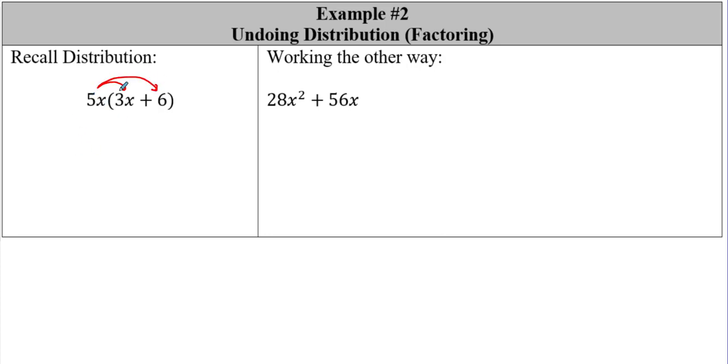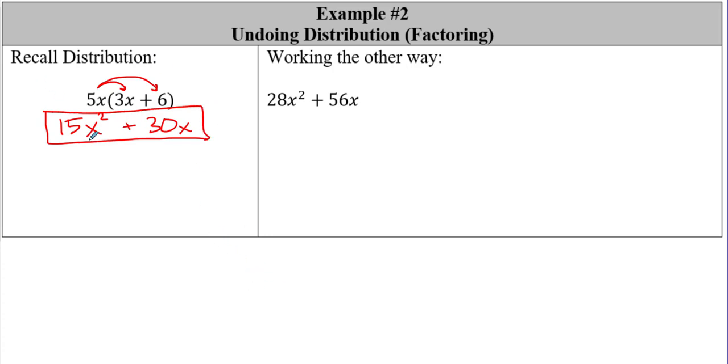So we got a 5 times a 3. That is going to give me a 15. x times x would give me x to the second power. And then 5x times positive 6 would be a positive 30x. Okay, so nothing new here. You've seen this before. You know what it looks like. This is what distribution is.